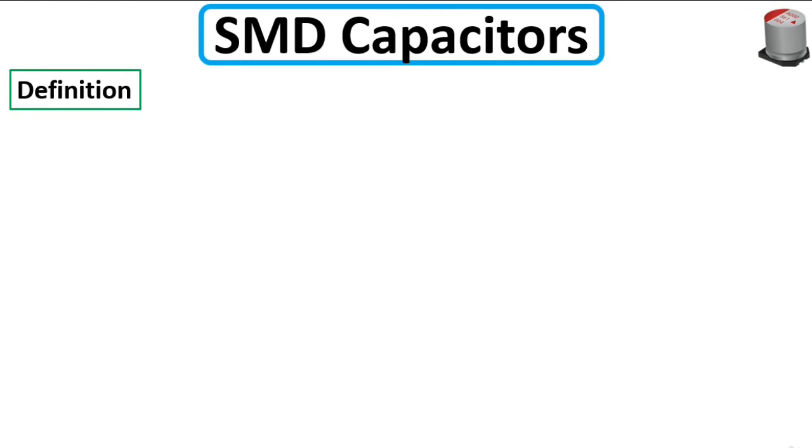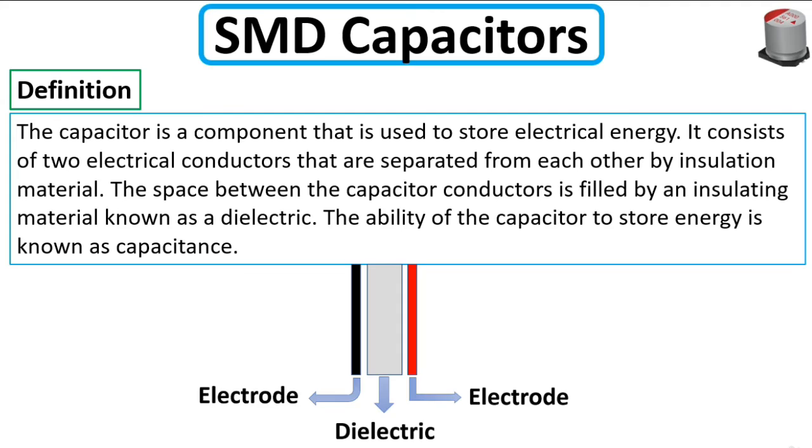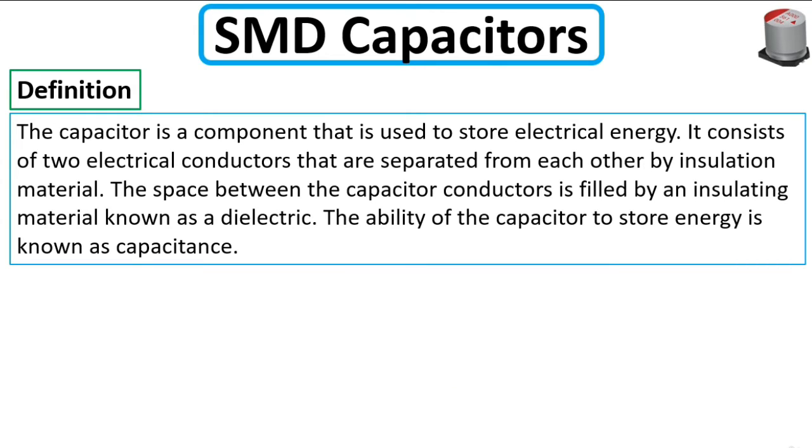So let's see the definition of an SMD capacitor. The capacitor is a component that is used to store electrical energy. It consists of two electrical conductors that are separated from each other by insulation material. The space between the capacitor conductors is filled by an insulating material known as a dielectric. The ability of the capacitor to store energy is known as capacitance.